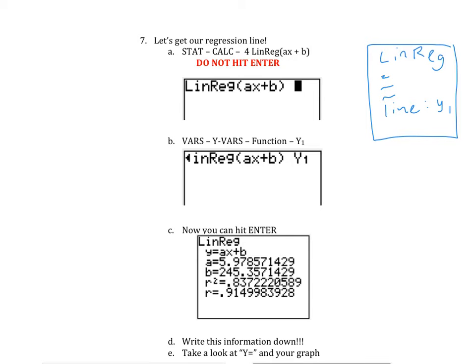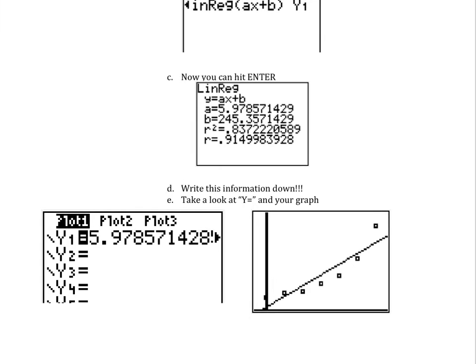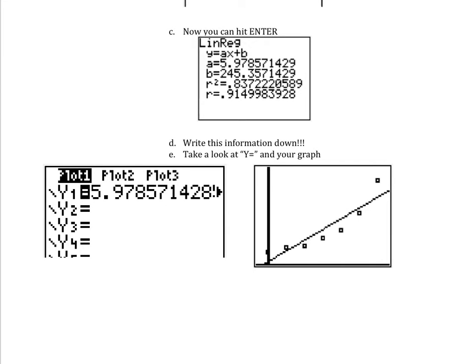Once you hit enter, you should get all of this information on your home screen. This is all the information for our regression line. There's an A value, there's a B value, there's this R squared and R. Well, I don't want you to pay any attention to this R squared.